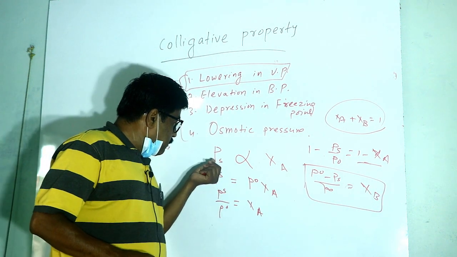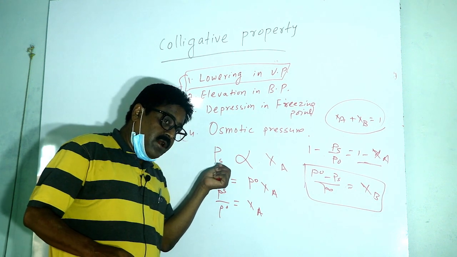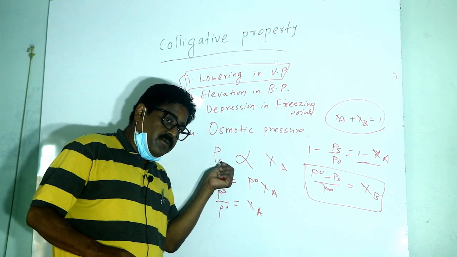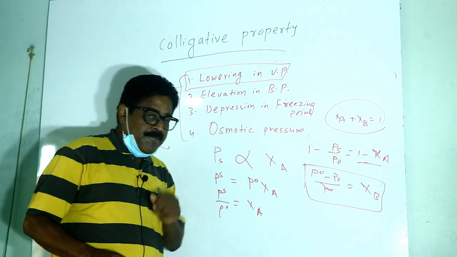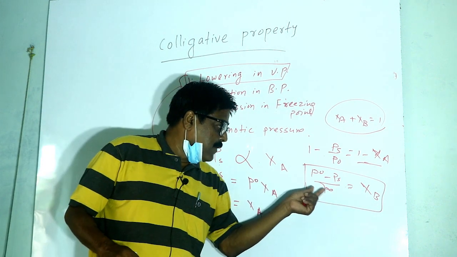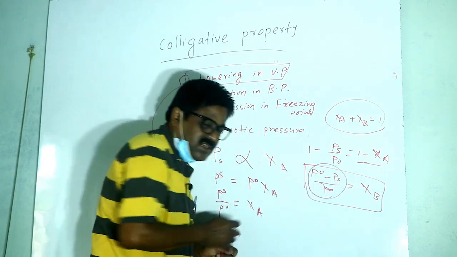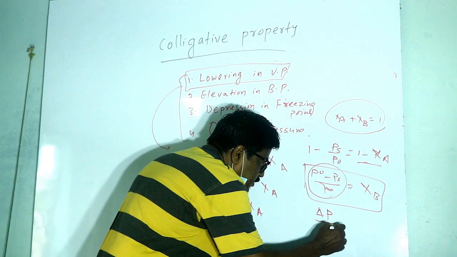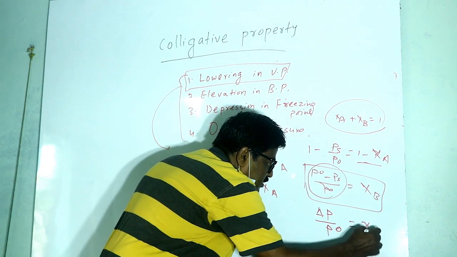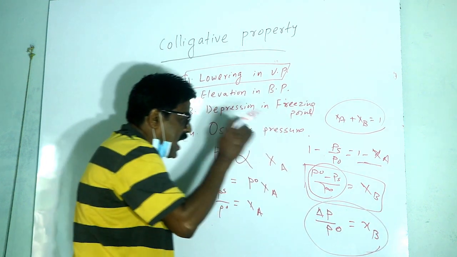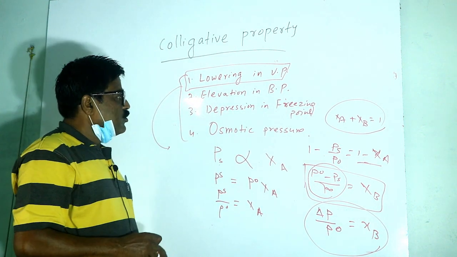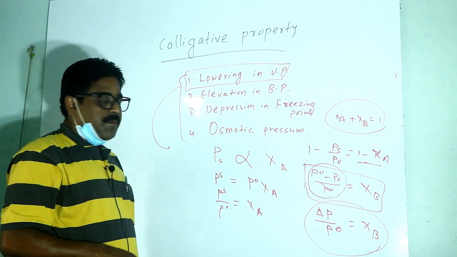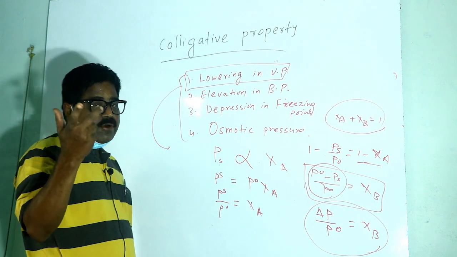Here the vapor pressure of the solution containing non-volatile solute is directly proportional to the mole fraction of the solvent. But here the derivation comes to this: the relative lowering in vapor pressure is equal to the mole fraction of the solute. And from this concept, we can say this is a colligative property. Lowering in vapor pressure is a colligative property.